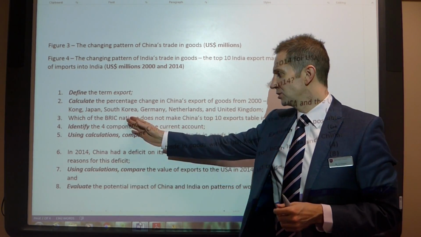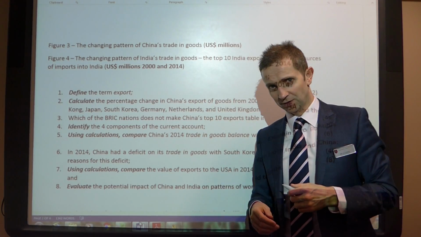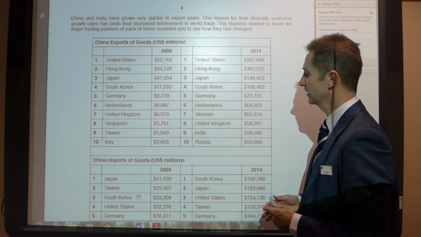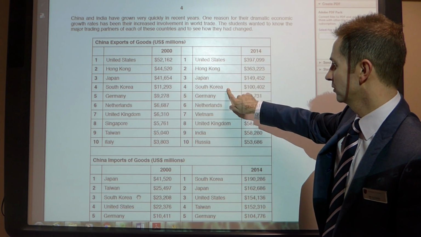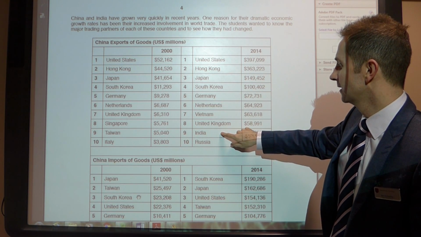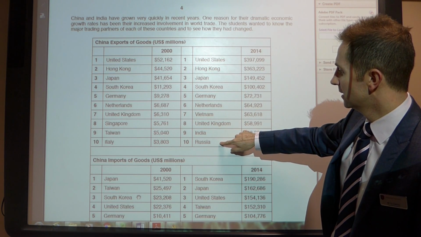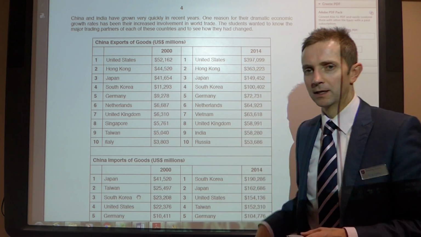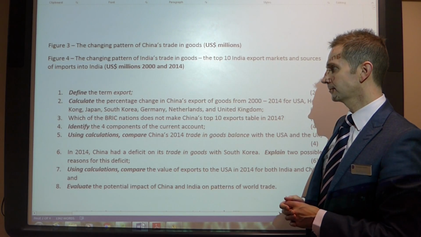Okay, which of the BRIC nations does not make China's top 10 exports in 2014? If memory serves, I think it's Russia, is it? So who have we got here? So we've got India. We've got Russia. Have we got Brazil? No. Have we got China? No. So there is our answer, ladies and gentlemen.